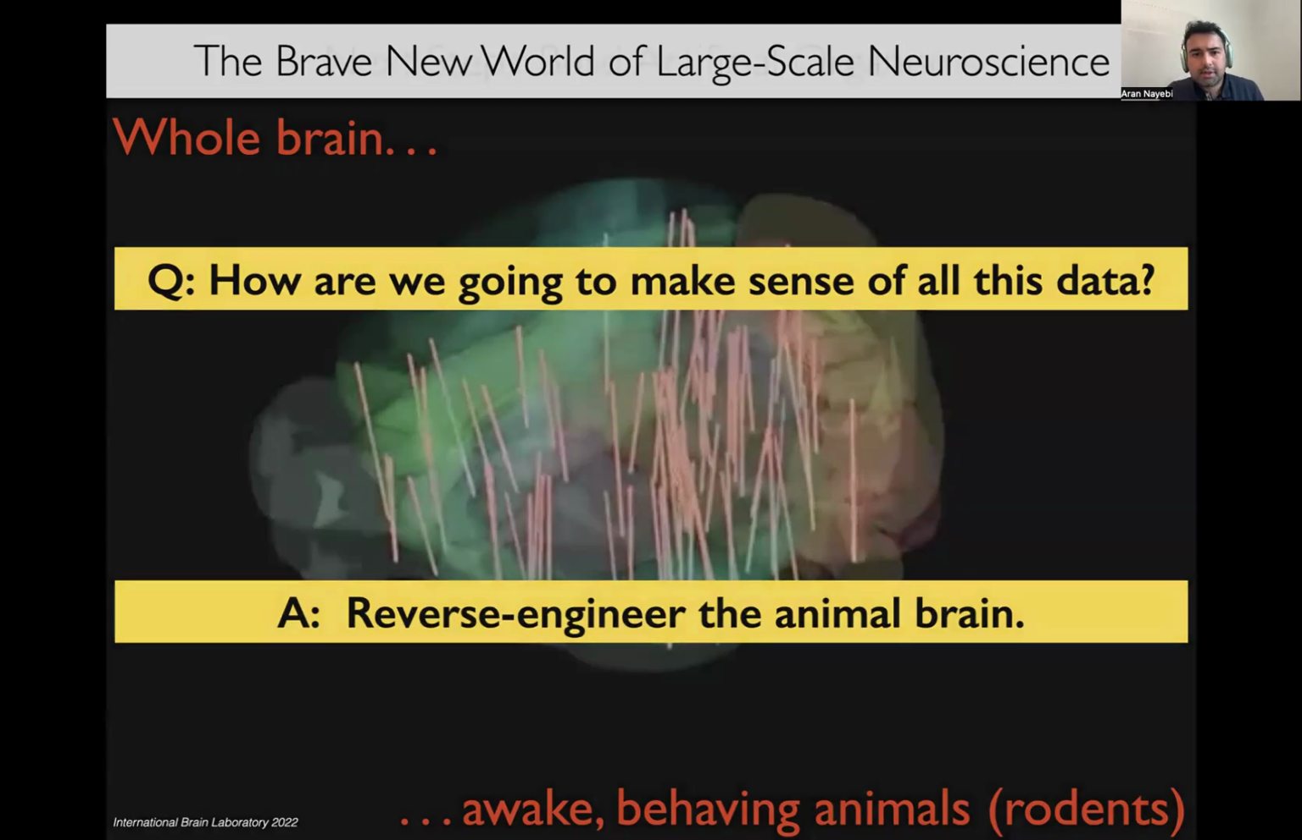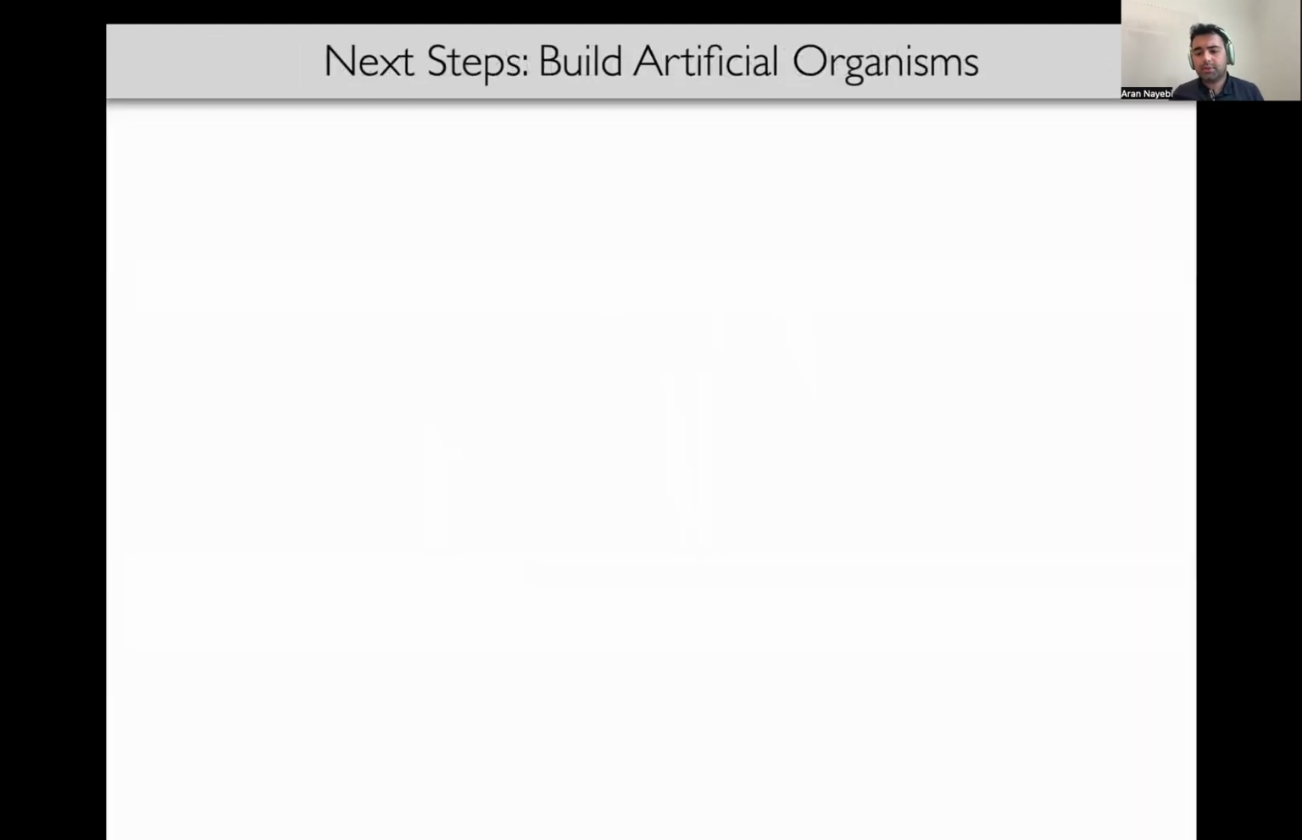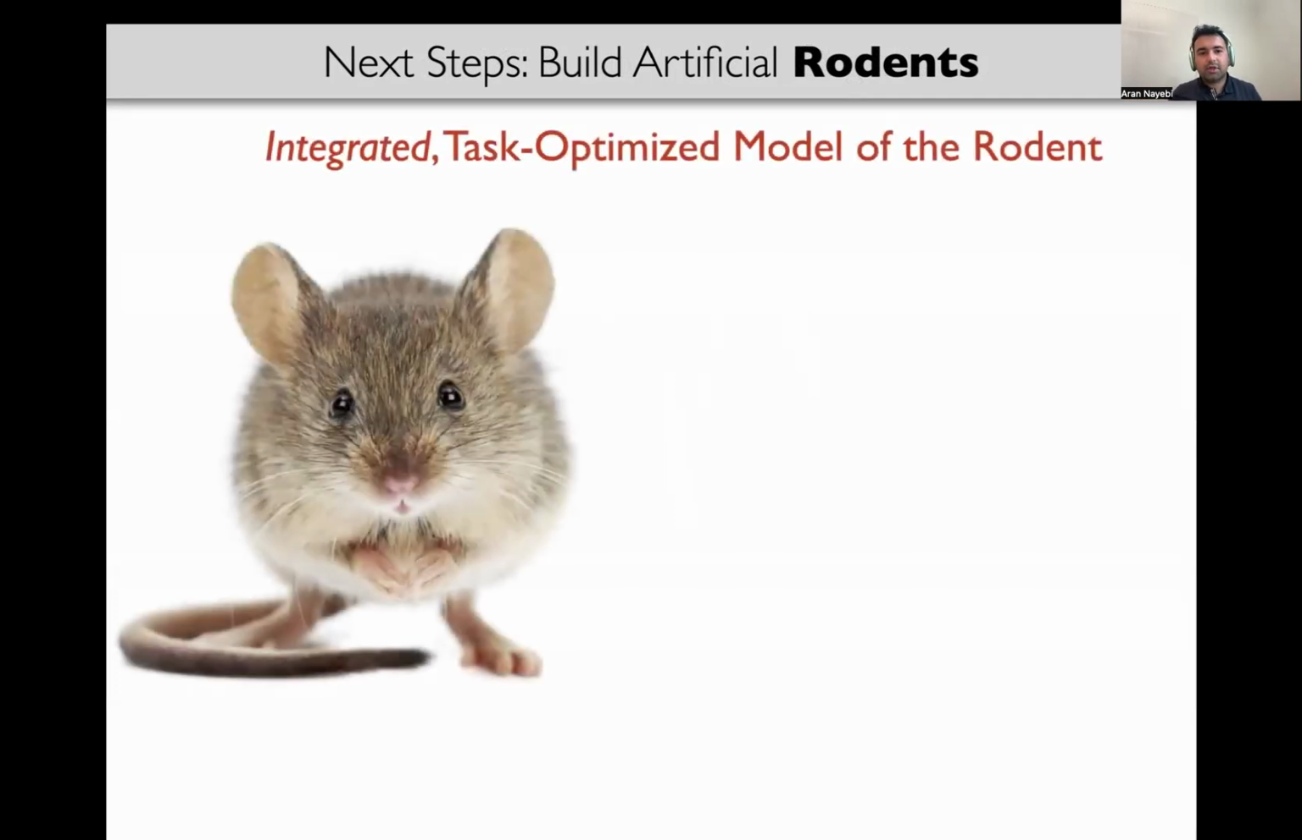So how might we go about doing this? Well, I think to do this, we need to start by getting serious about building artificial organisms rather than sticking to the individual brain area models that we've had thus far. To keep the discussion focused for now, I'm going to focus on working towards building artificial rodents, where we really are starting to get this whole brain data to be able to explore these in a grounded way. So in particular, what we want to work towards is an integrated task optimized model of the rodent.